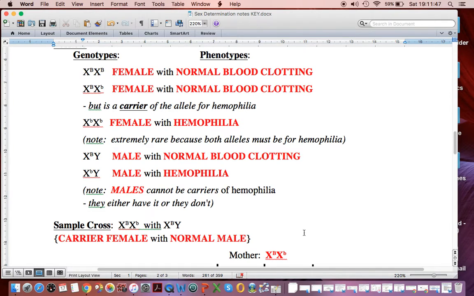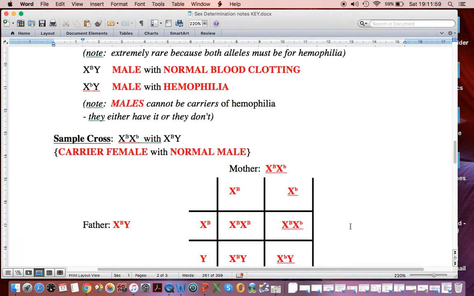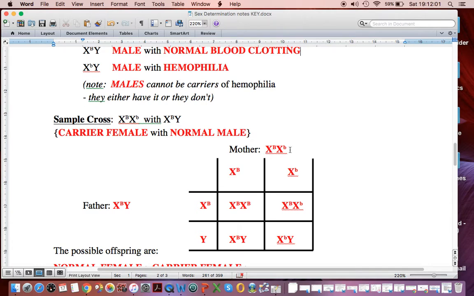So now we're going to try some sample crosses. So these are our 5 genotypes that we have to choose from. And we're going to say a carrier female, and this would be a normal male. And we say, what could happen here? Well, we load in our Punnett square. Here's the mom. That's her genotype, X big B, and X little b. Here's our X big B and our Y. So meiosis has happened. These would be what are in the eggs. These are what are in the sperm.